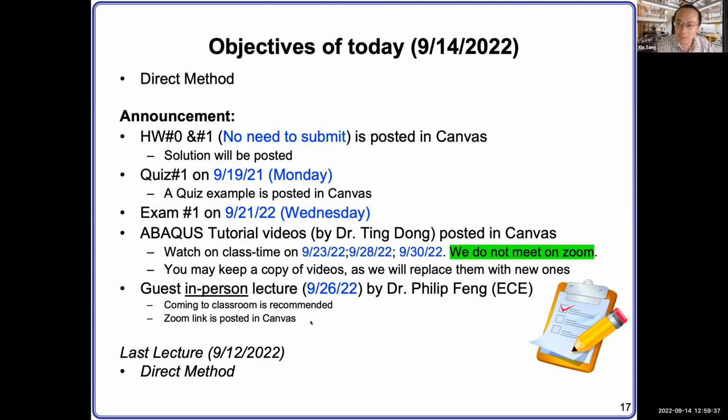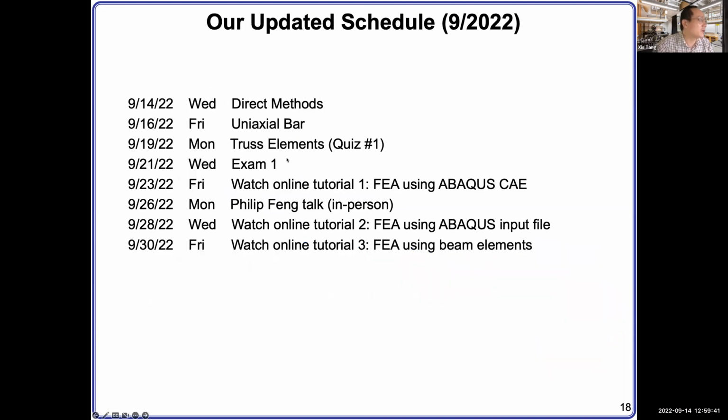Any questions regarding logistics? And here is the current plan for September. Can you guys hear me? Excellent. So you can hear me and you can see the shared slides.